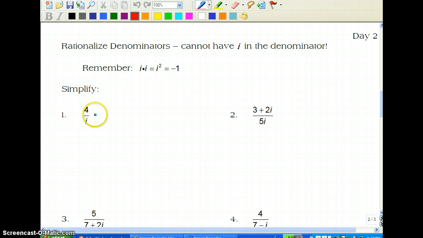So on number 1, rationalize the denominator. You just multiply by i over i, which, understand, is just multiplying by 1, so that's legal. On the top we get 4i, on the bottom we get i squared. Well, that's 4i over -1, which is simply -4i.